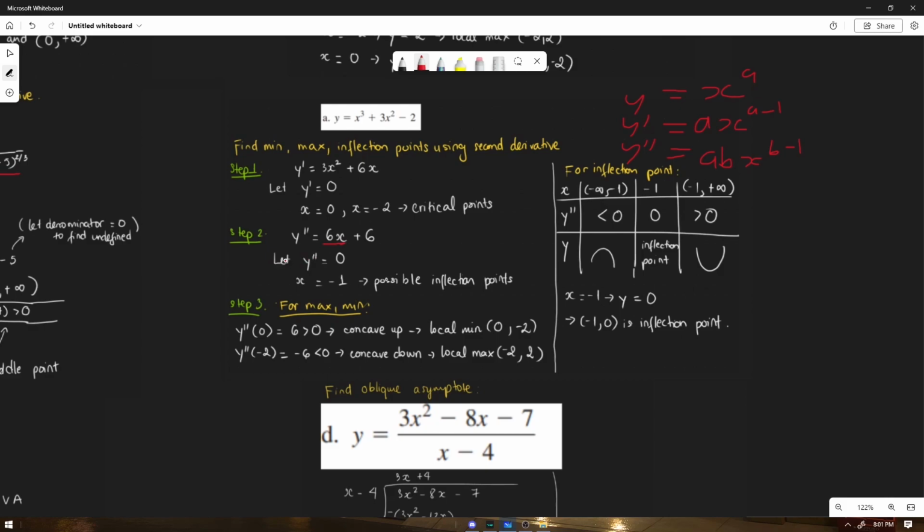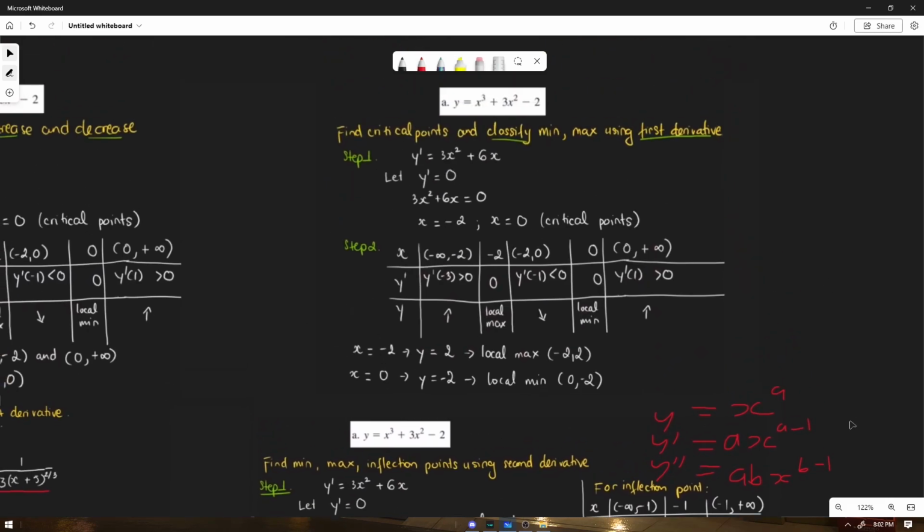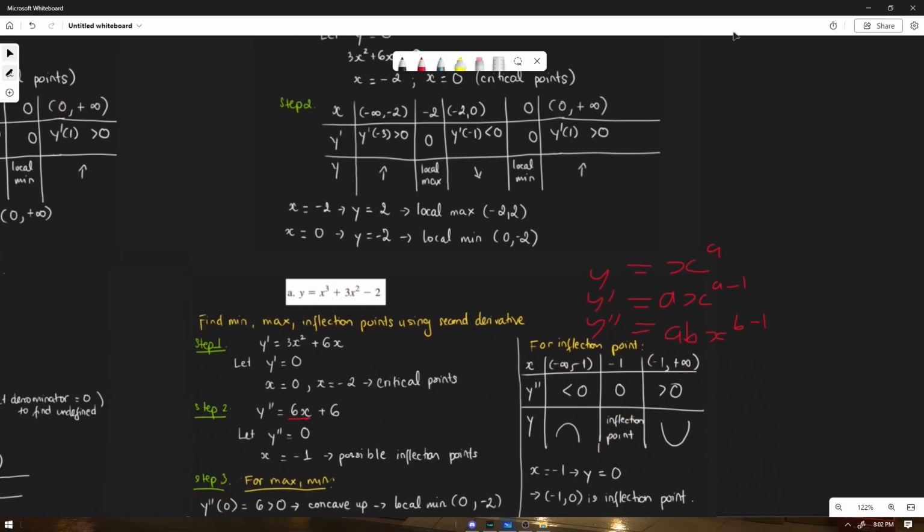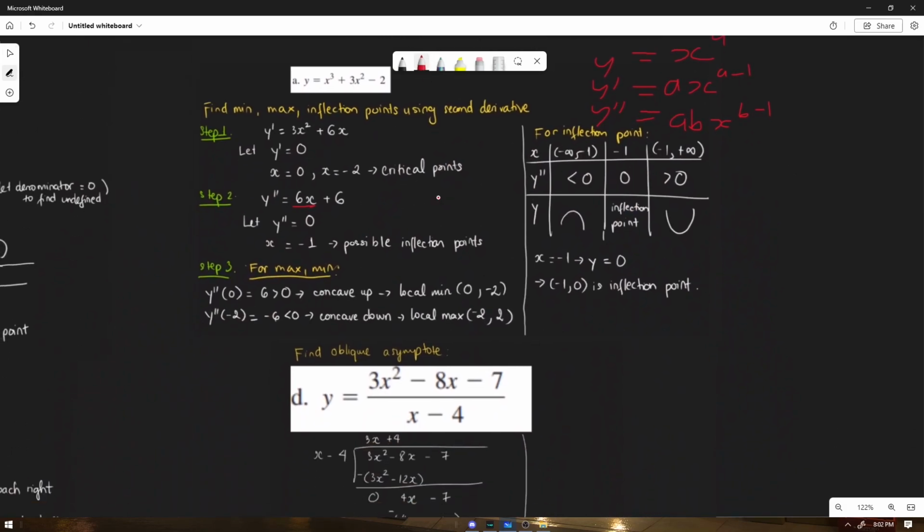Now using the y double prime, when we let y double prime equal 0, it's actually much easier to find the x. But also, we can get into more detail of knowing concave up and down and other stuff. But we're mainly focusing on finding the max and min. So when we use the first derivative, it shows us up, down, up. But when we use the second derivative, we can find more detailed stuff.